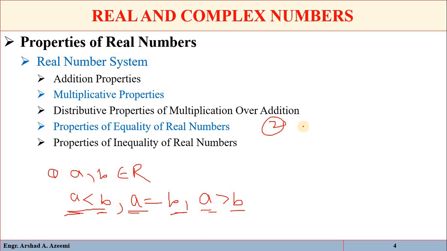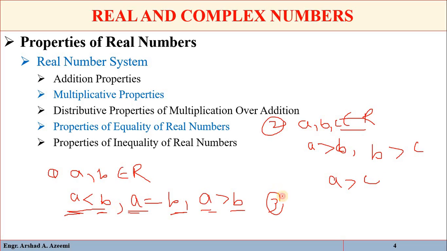Second one, suppose we have three real numbers A, B, C. If A is greater than B and B is greater than C, then we can say that A is greater than C. This is called the transitive property of inequality.